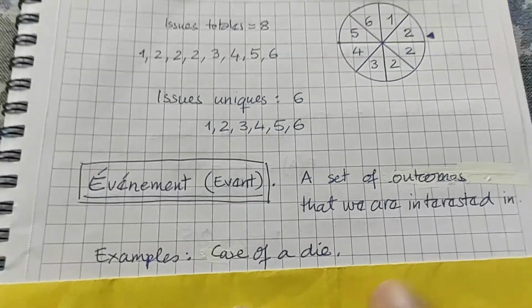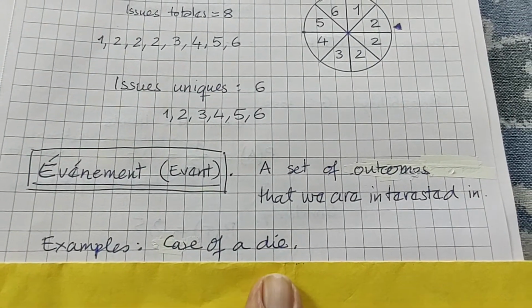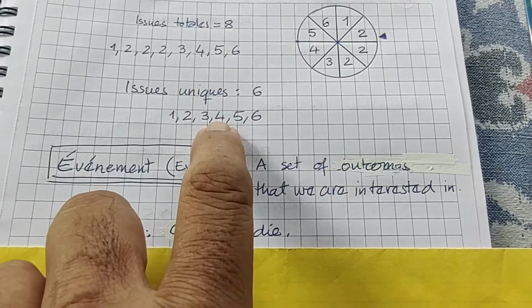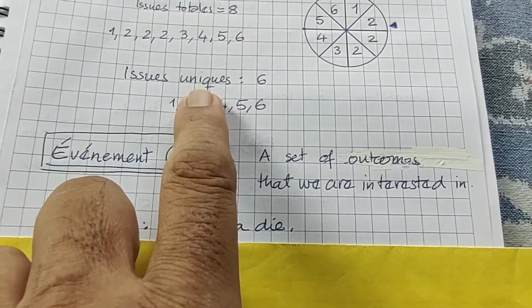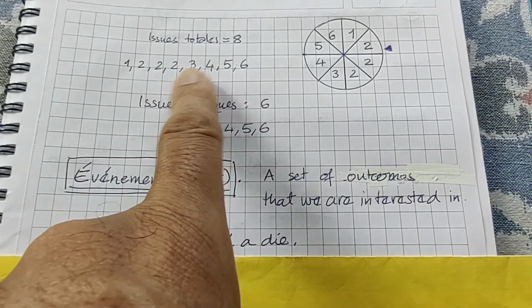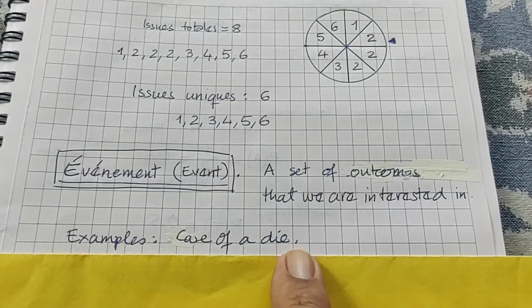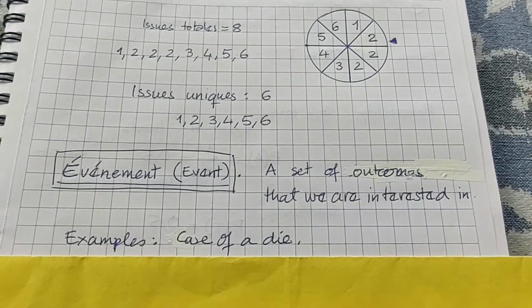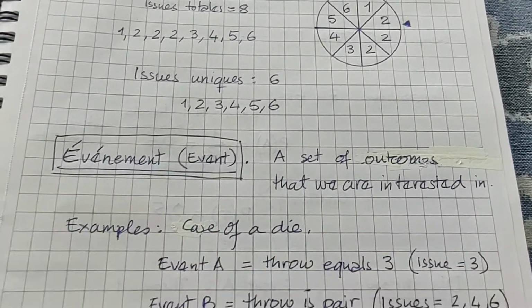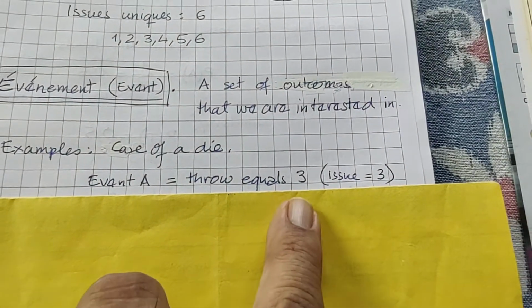So let's take, I know this is a little confusing, but let's take examples. Let's take the case of a die. That means we have 6 total issues and we have 6 unique issues. I should not be mixing English and French. So in the case of a die, you have 6 total outcomes and 6 different outcomes, because in the case of a die, each of the faces is numbered differently, 1 to 6. Okay, so we can define event A that throw equals 3.